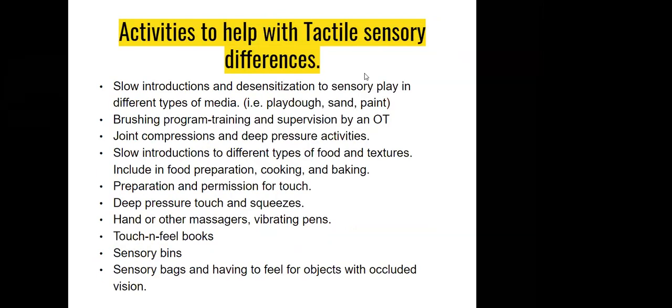So activities to help with tactile are slow introductions and desensitization to sensory play. So maybe instead of putting their finger in the paint, we could put the paint in a little baggie and have them touch it that way. Just trying to give them still that experience, but with slow introductions to those types of things, or using a spoon to play in sand instead of their fingers, or something like that.